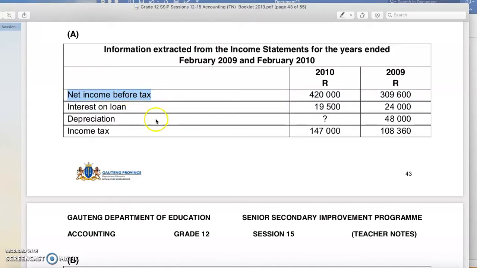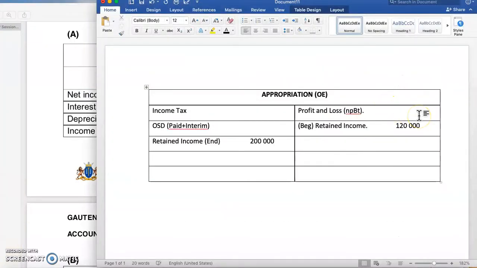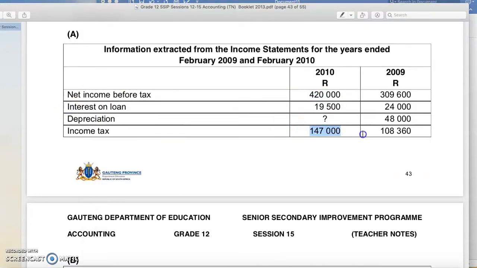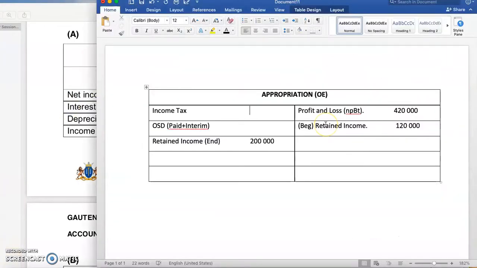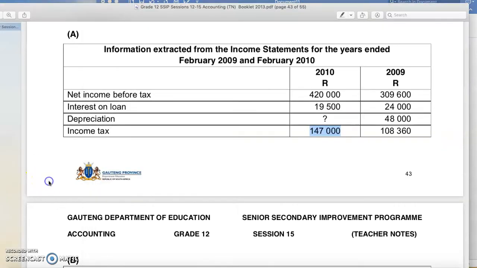And a reminder once again, we always use the before tax, and we're looking at 2010, so here's our amount, and that should be 420,000. Okay, next we're going to try and find the income tax, and here it is, 147,000, and that goes right there. And hey, what do you know? We've calculated everything.